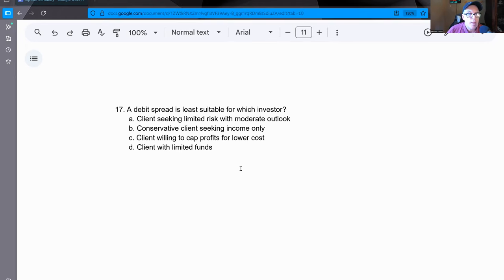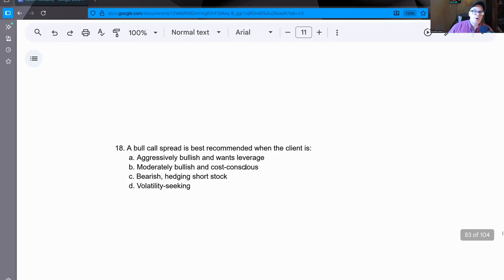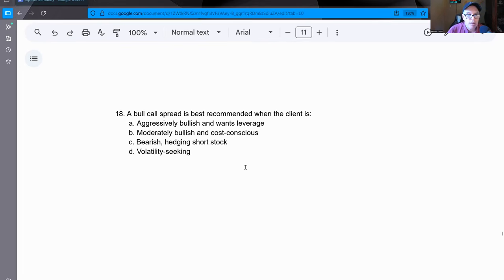I'm going to go with B because debit means buy. You don't buy for income, you sell for income. Wunderbar. A bull call spread is best recommended when the client is not aggressive. That's a good thing. You never want aggressively bullish with a spread because it's limited gain, limited loss. So aggressively speculating is not a thing.